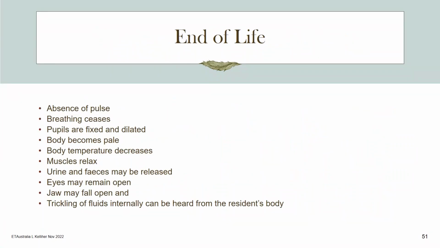At the end of life, what would we expect? Obviously, there'll be an absence of pulse, breathing ceases, pupils are fixed and dilated, the body becomes pale, body temperature decreases, muscles relax, urine and feces may be released, eyes may remain open, jaw may fall open, and a trickling of fluids internally can be heard from the resident's body.